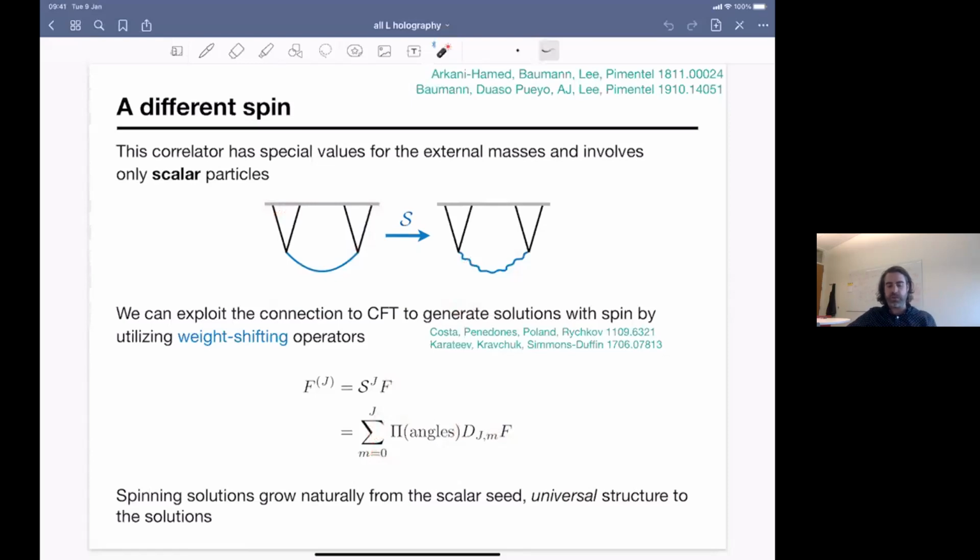between conformally coupled scalars. Okay, and the thing that's nice about this is it shows that there's really some universal structure to the solutions, which you can kind of see because the kinematics or the singularity structure is really controlled by this seed object, which is the scalar exchange.